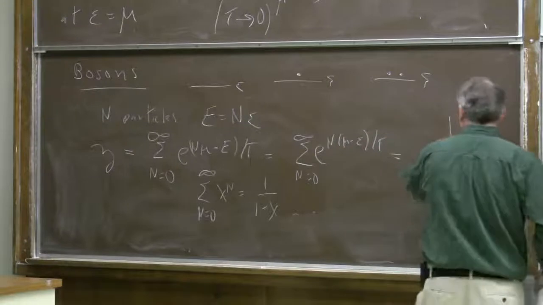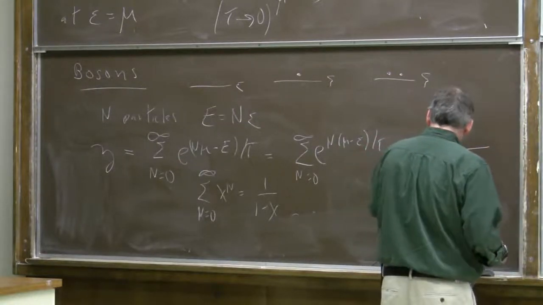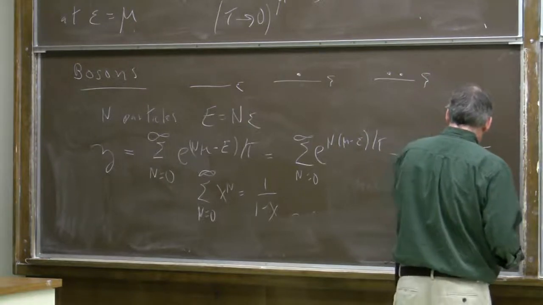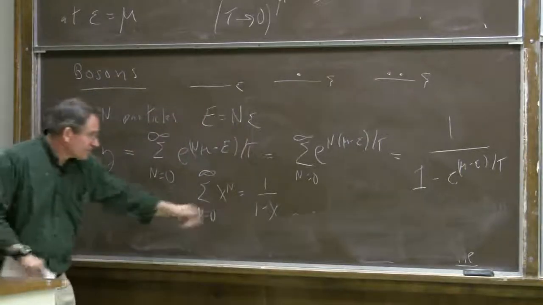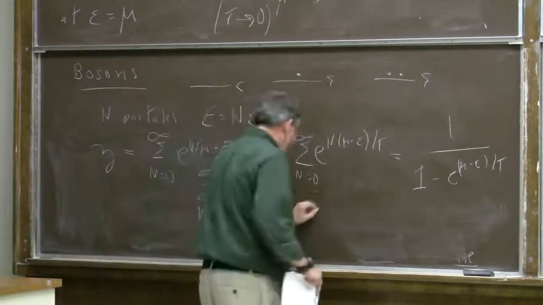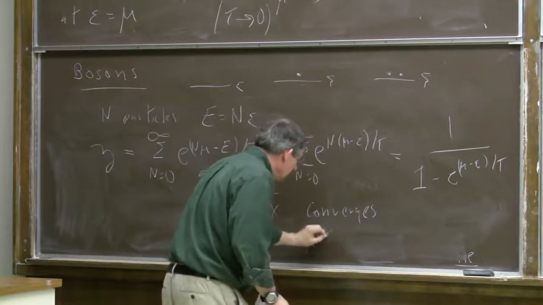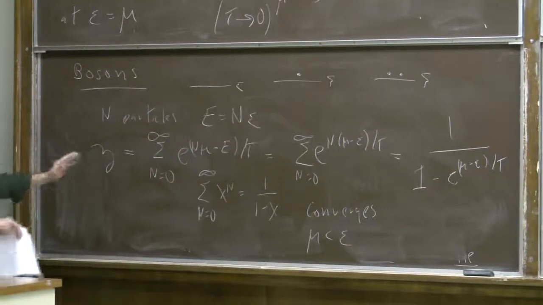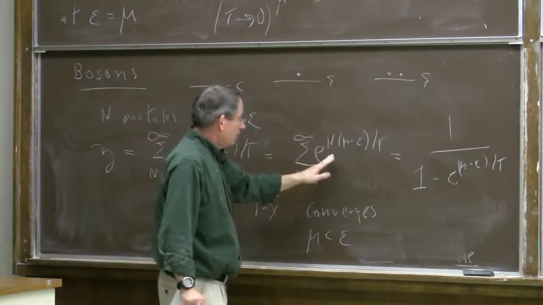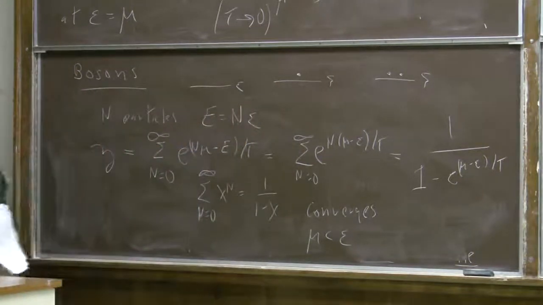So then I can write this as 1 over 1 minus e to the mu minus epsilon over tau. But for that, in order for the sum to actually converge, the chemical potential better be below the energy of the orbital. Okay? So that this is a sum of the nth power of some number less than 1. So mu minus epsilon is negative, in other words.